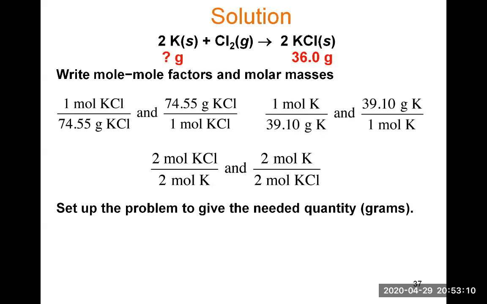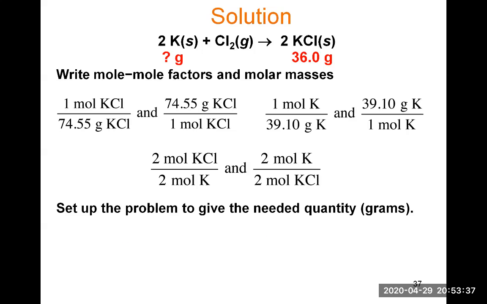The third conversion factor will come from the molar mass of potassium. Given that we are using the 2 moles of K over 2 moles of KCl as the previous conversion factor, we want to cancel moles of K in the last conversion factor. So that means we will use the second one, the one that says 39.10 grams of K over 1 mole.